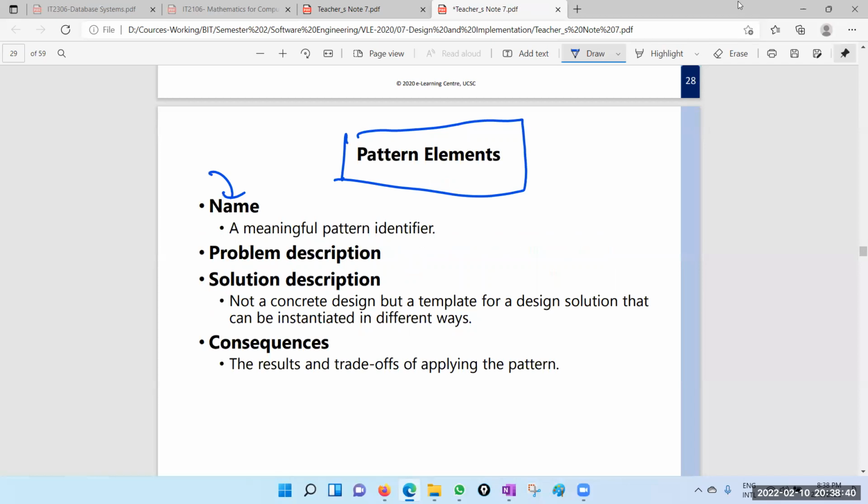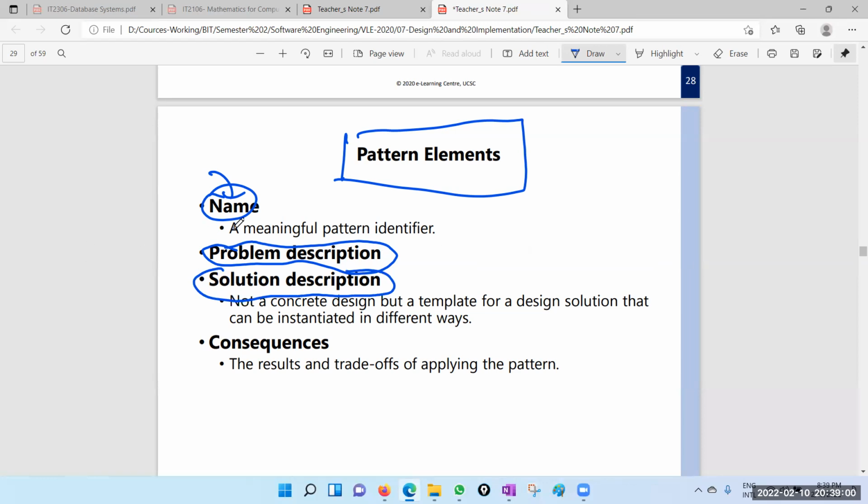Observer pattern, factory pattern, singleton pattern. So those are the names. So each pattern has a name. Then the problem description: what kind of problem can we solve using this pattern? Then the solution description, or what is the solution?